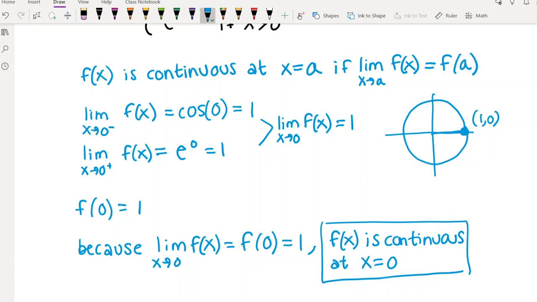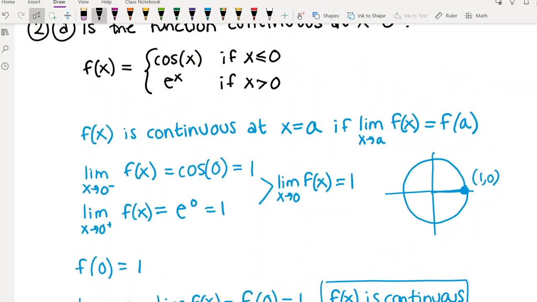And so what could go wrong? Because this might feel like a lot of steps for something that maybe we wouldn't have had to do all these steps for. But let's say I make a slight change in this function. If we instead had this be just cosine of x if x is less than 0, we would get the same value for the limit, because the limit doesn't care what's happening at x equals 0. It just cares about where the graph is heading.